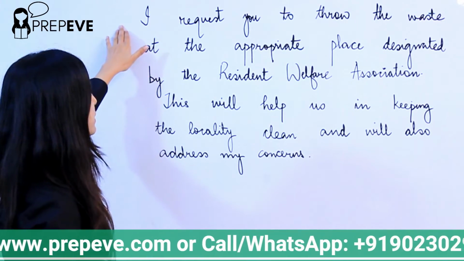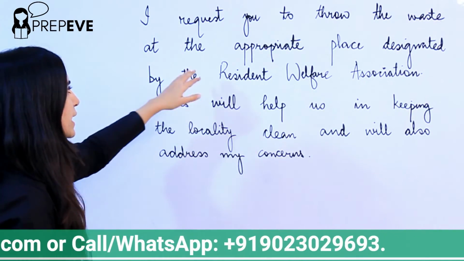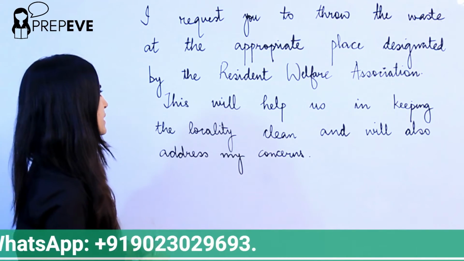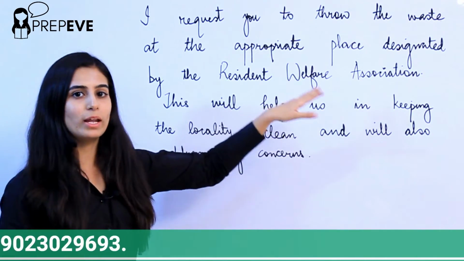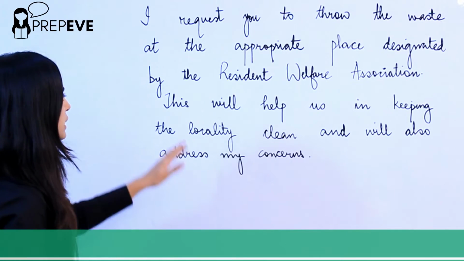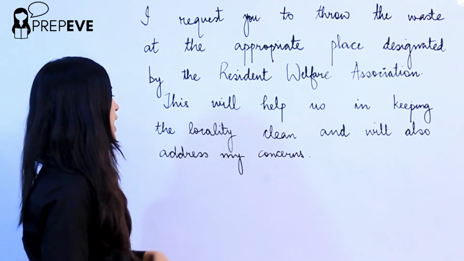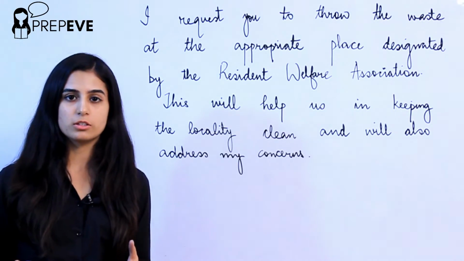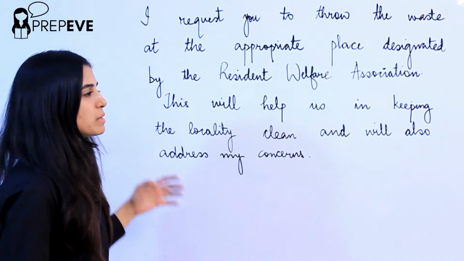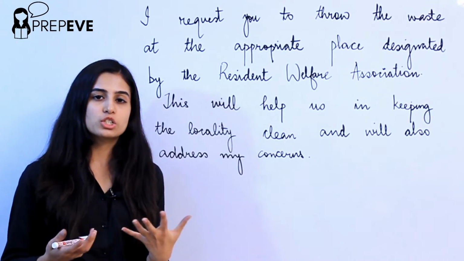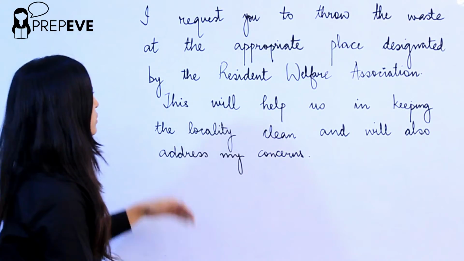Let's now address the third bullet point, which is to explain what action we want the neighbor to take. I request you to throw the waste at the appropriate place designated by the Resident Welfare Association. This will help us in keeping the locality clean and will also address my concerns. So this was a pretty simple paragraph.